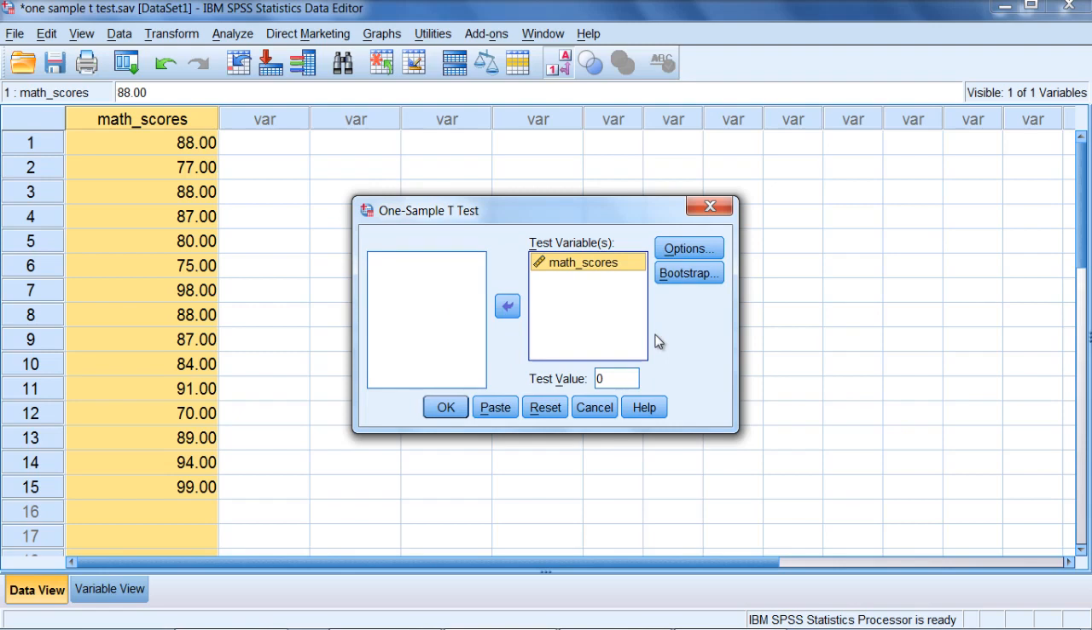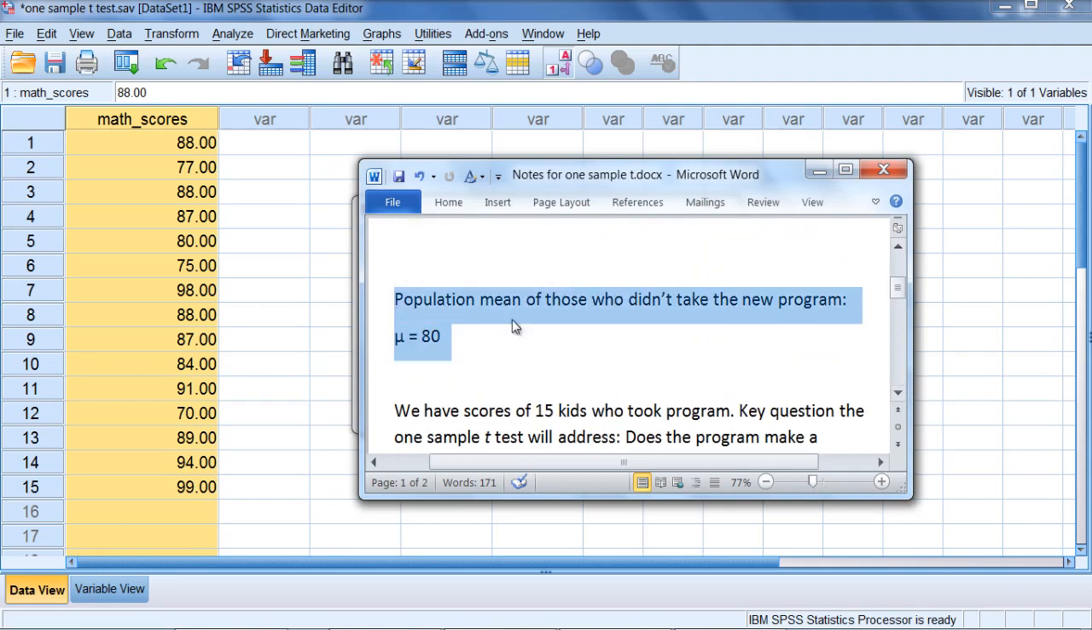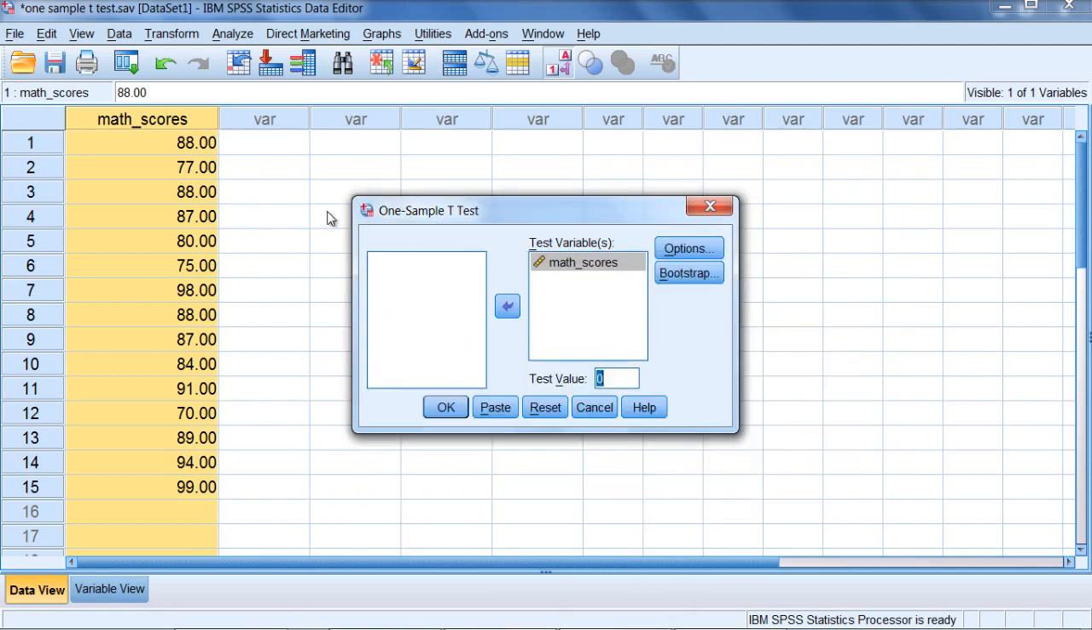One thing that's very important with the one sample t-test, and a bit unique to this test compared to the other tests we'll look at, is that right here in this test value box, we want to make sure that we put the value that we're comparing our scores to. So the population mean that we're comparing our scores to. If you think about it for a minute, you should recall, hopefully, that the population mean of those who didn't take the new program was 80. So we are going to compare our scores here to the mean of 80, and we're going to put in 80 as our test value. With 80 in there, we're ready to go.